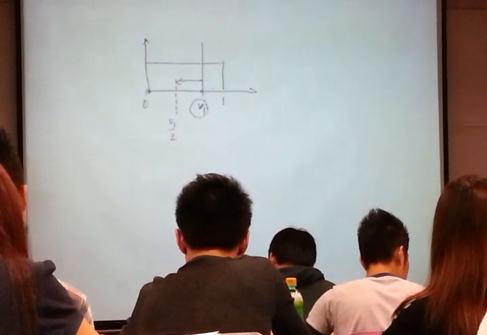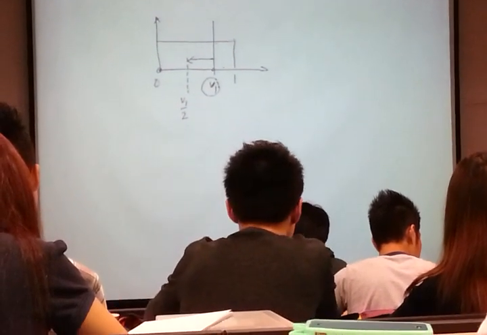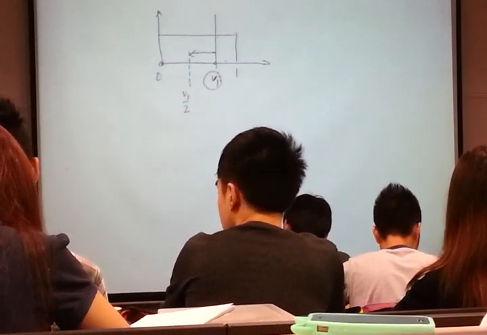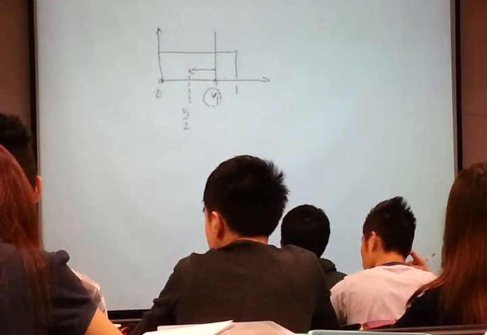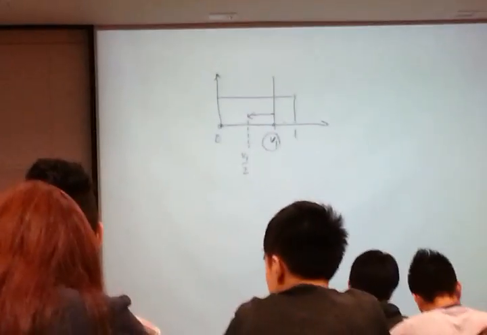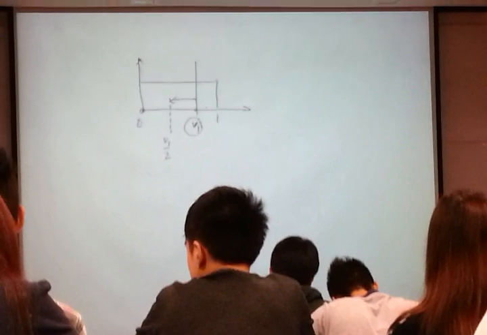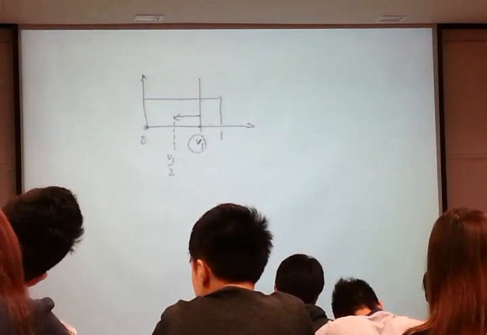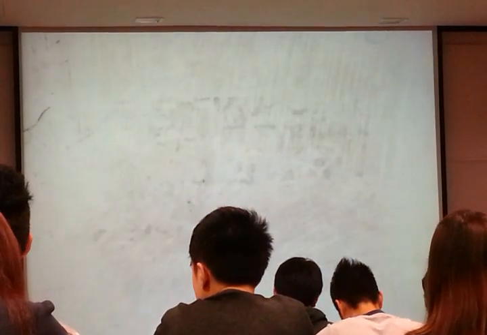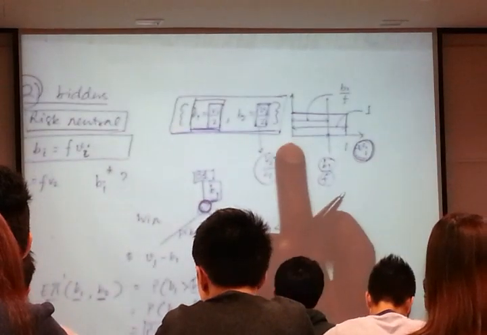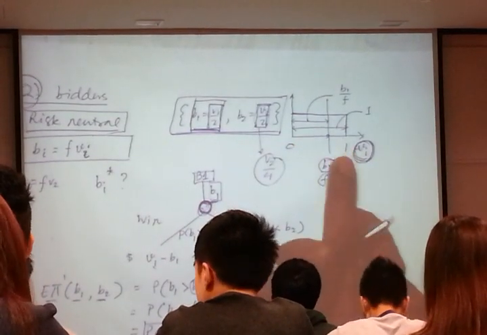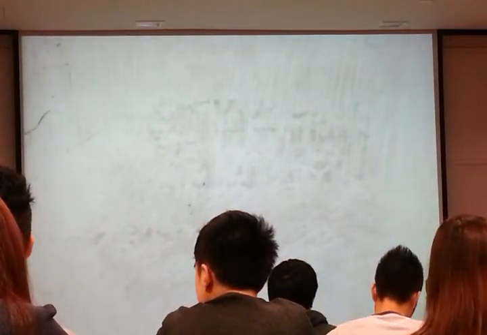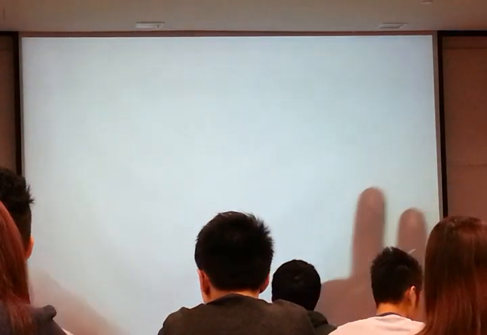Once you have understood this bit, let us look at a generalization of this two-player game. We will make it an n-player game now, but we will stick to the fact that bidders' valuations are drawn uniformly between 0 and 1. We will generalize this to n players.